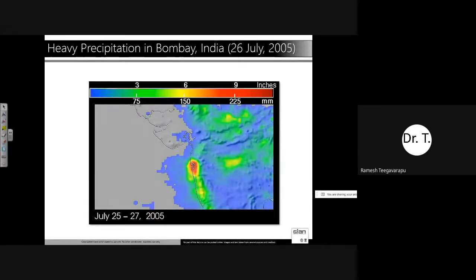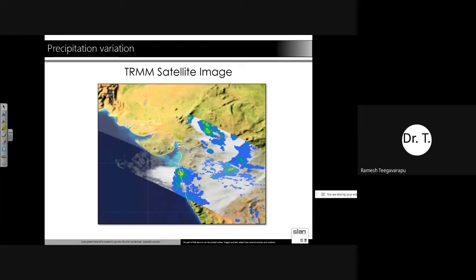And this was recorded by the satellite image, and you can see the amount of rainfall that fell on 26 July 2005. This can be regarded as a PMP. Now, the variation of the precipitation along that was garnered by the TRMM satellite image, the Tropical Rainfall Measuring Mission. And you can see how much rainfall is in progress during the 3 days of that particular event.